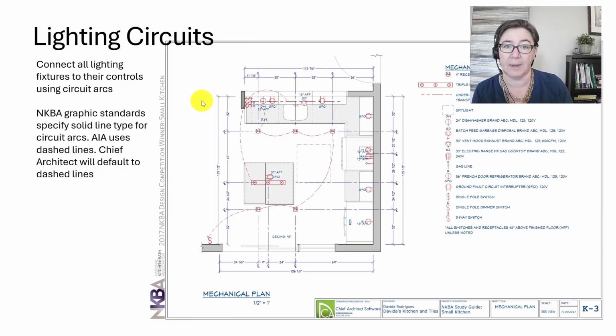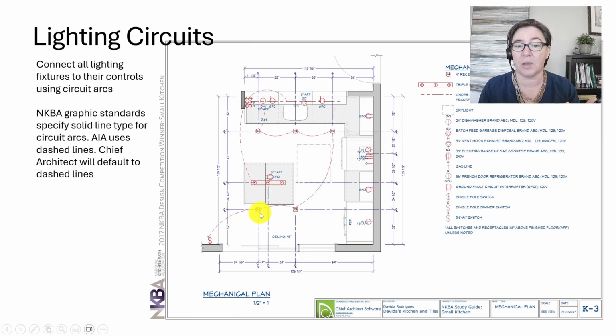Now, NKBA graphic standards specify a solid line type for the circuit arcs. AIA uses dashed lines. Chief Architect specifically will default to dashed lines unless you go change that. This example set is showing dashed lines. In my class, I will accept either solid or dashed. If you're submitting to that national competition, you should probably go with the NKBA graphic standards of solid lines.